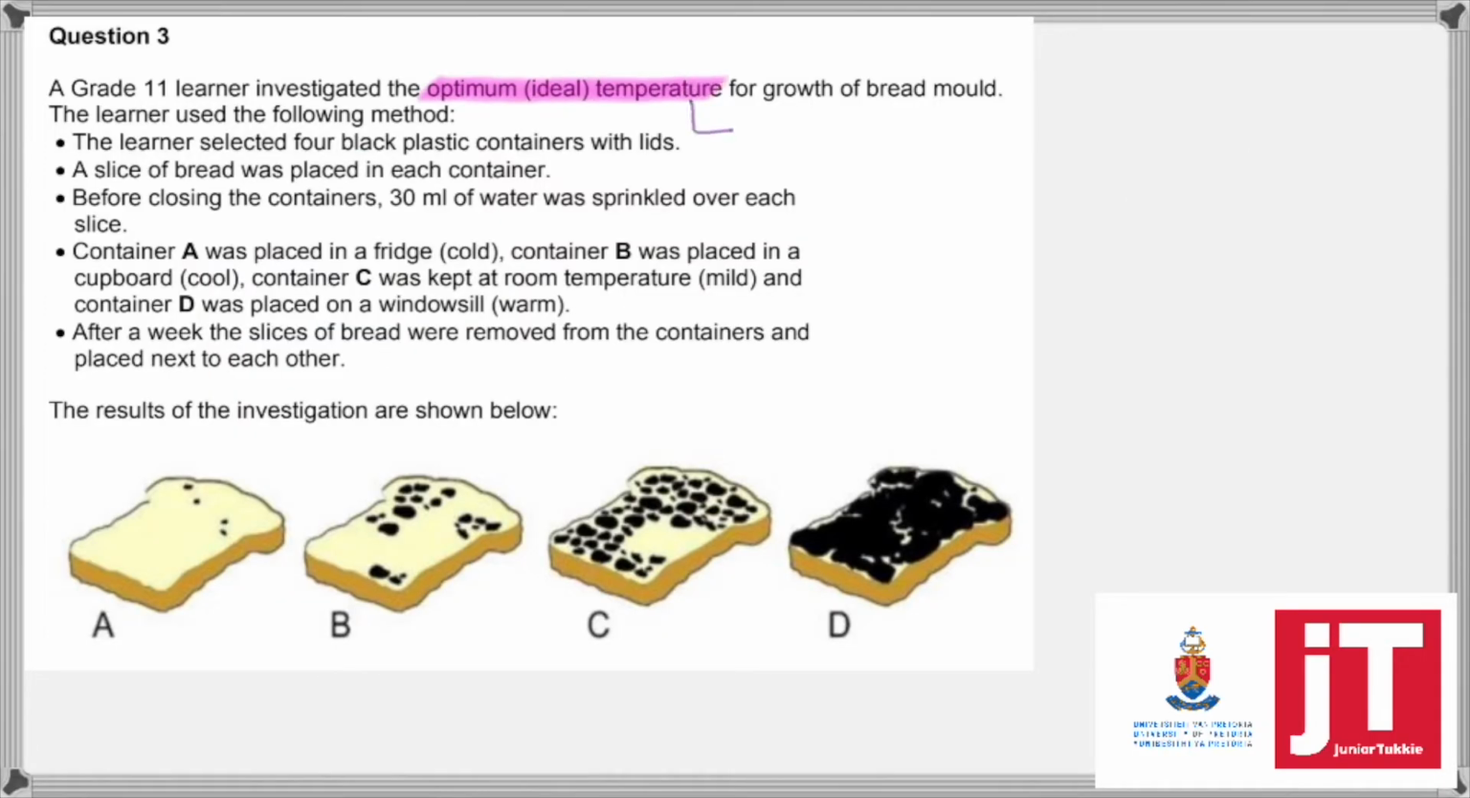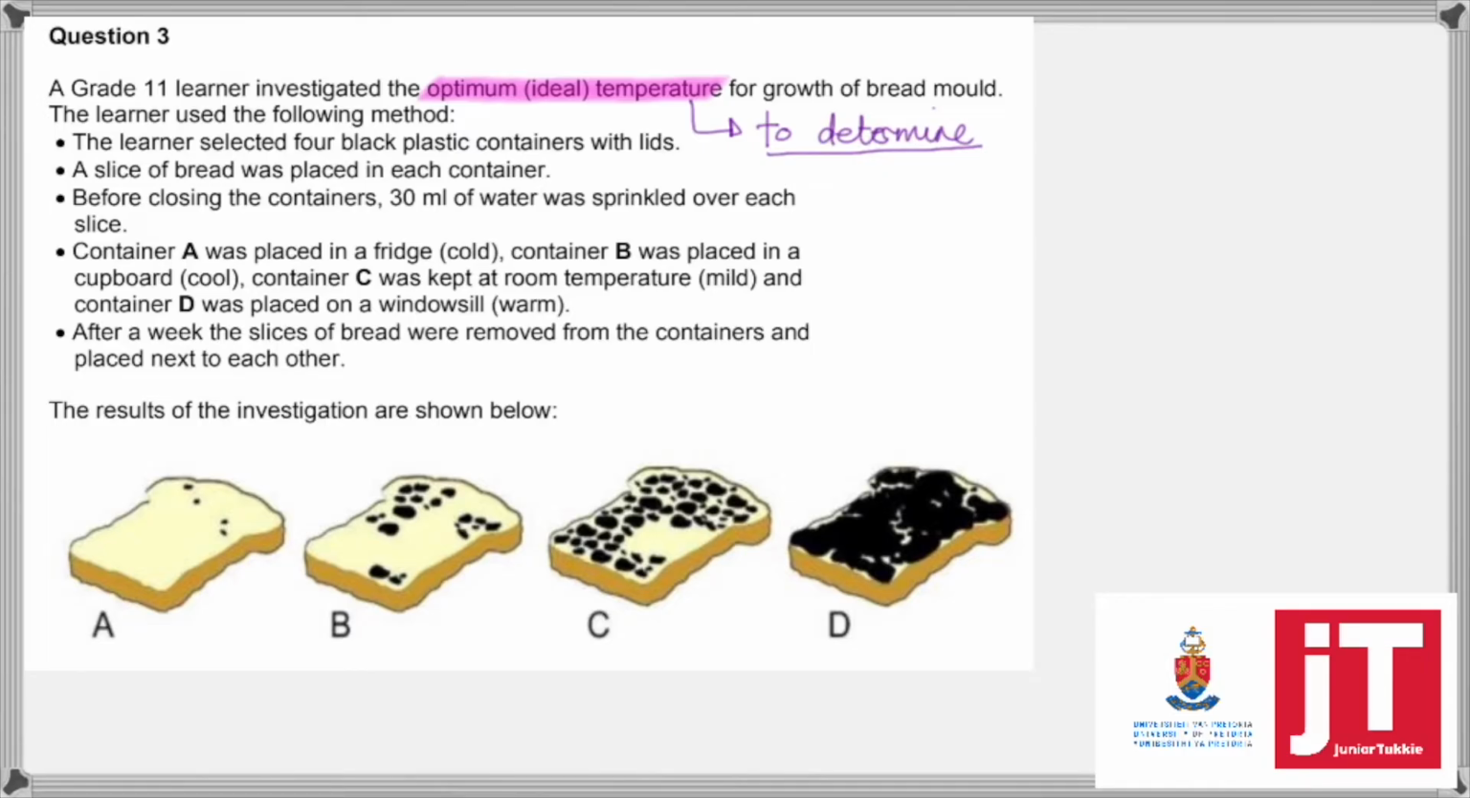Right, so the first thing looking at question 3 is we're going to be getting a little bit of context, and you'll see as we read through this question, we pick up the fact that the grade 11 learners investigated the optimum or ideal temperature for growth of bread mold. Okay, so there is one of the variables that I've highlighted for us over there. All right, so this is what we are measuring. We are looking for the optimum temperature. So that is one of the variables which are quite important to me in this investigation.